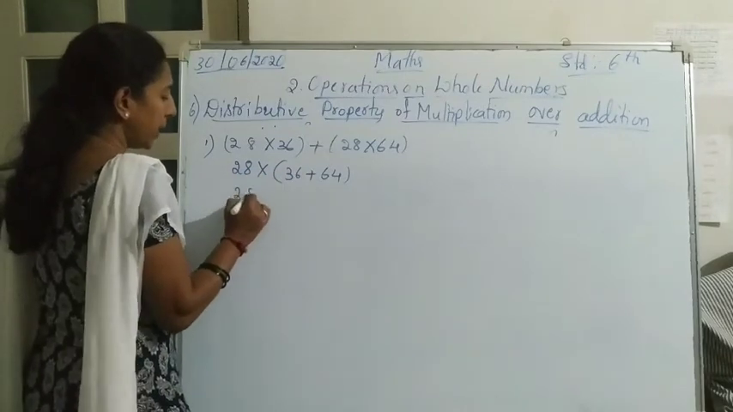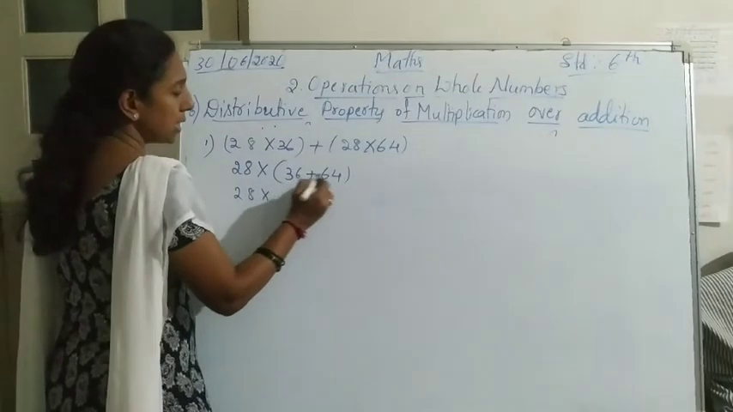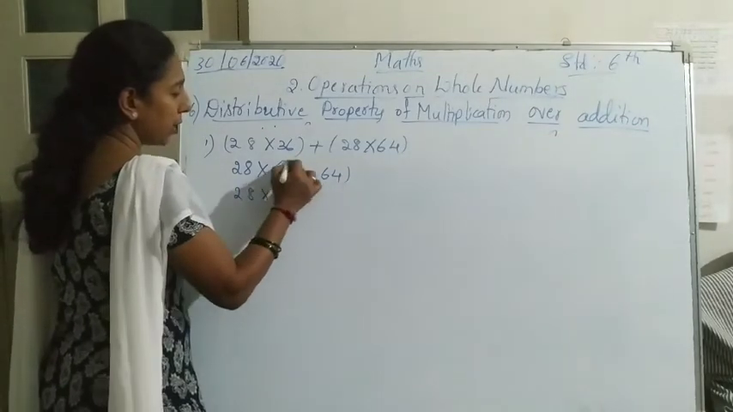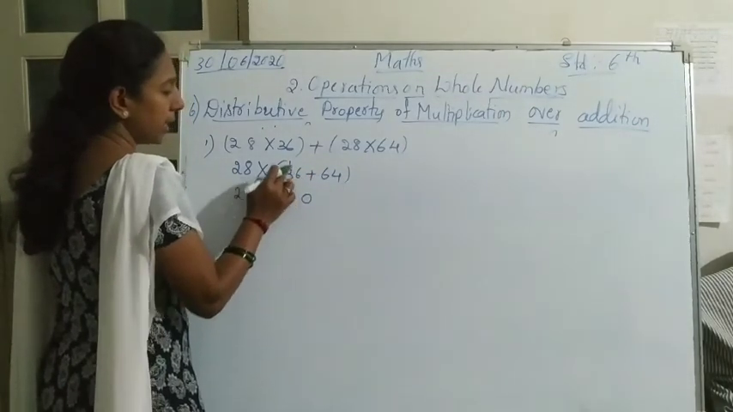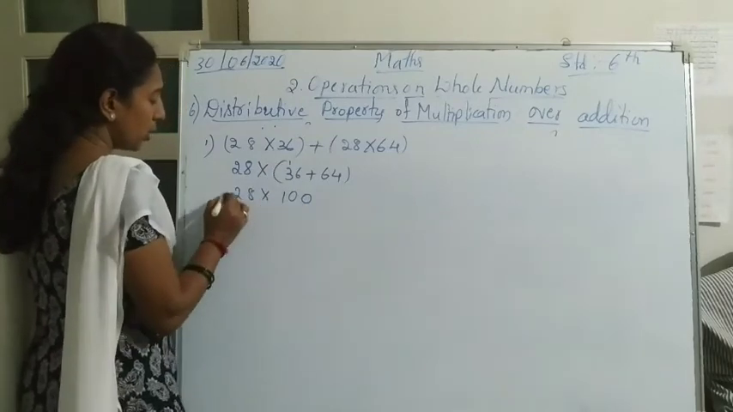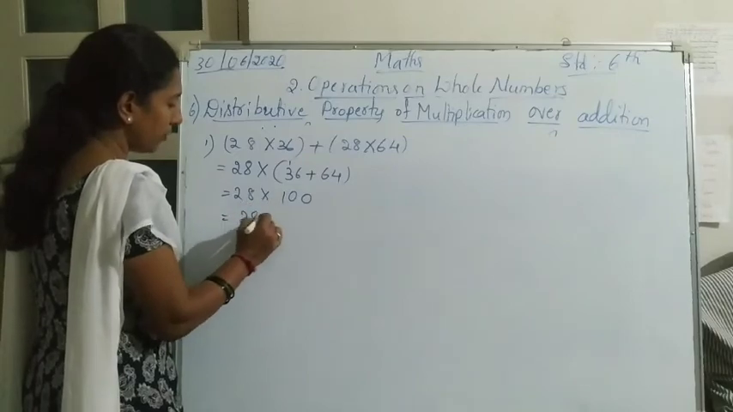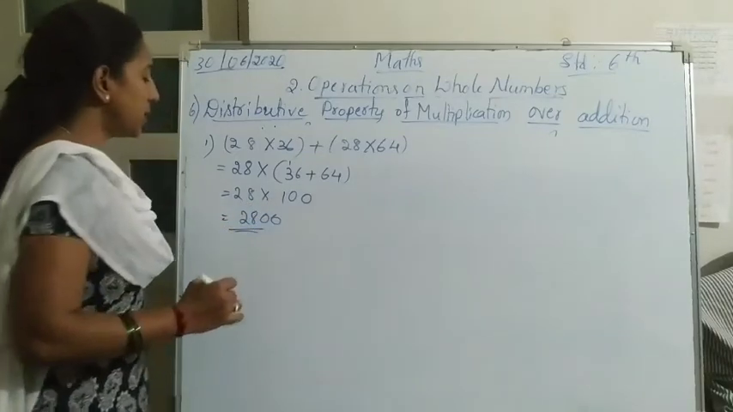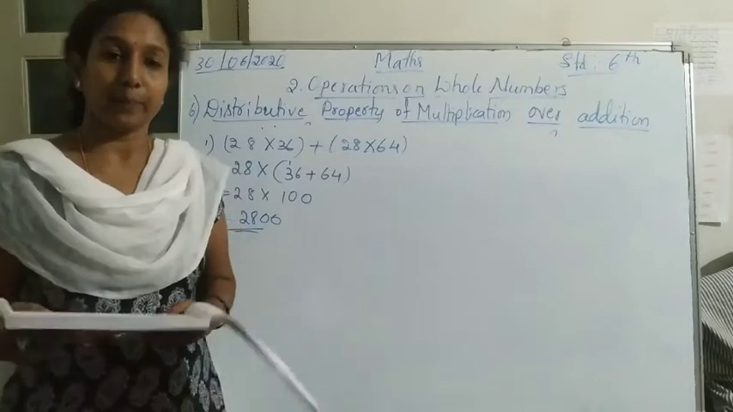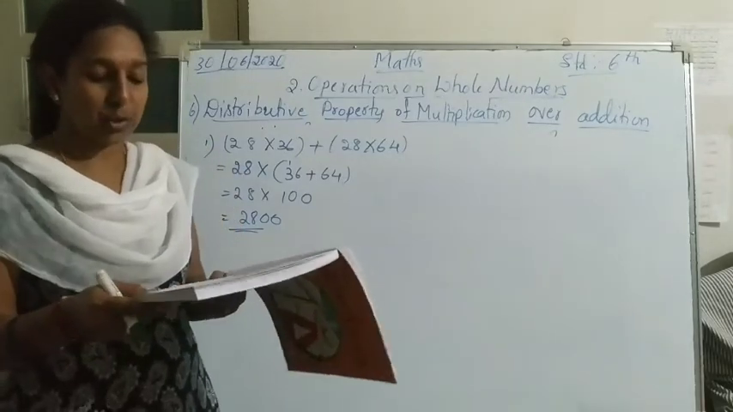Next, 28 into this we will add. 6 plus 4 is 10, 1 carry, 6 plus 3 is 9, 9 plus 1 is 10, 100. So if you multiply, what is the answer? 28 ones are 28 followed by 00. So the answer is 2800. Okay, so this is how we have to solve the sum.